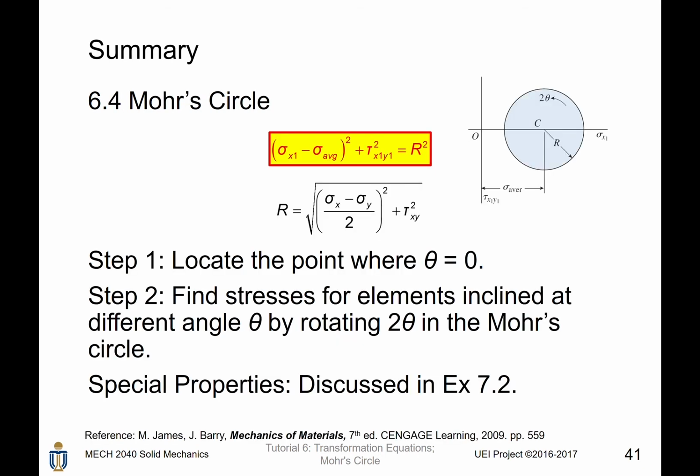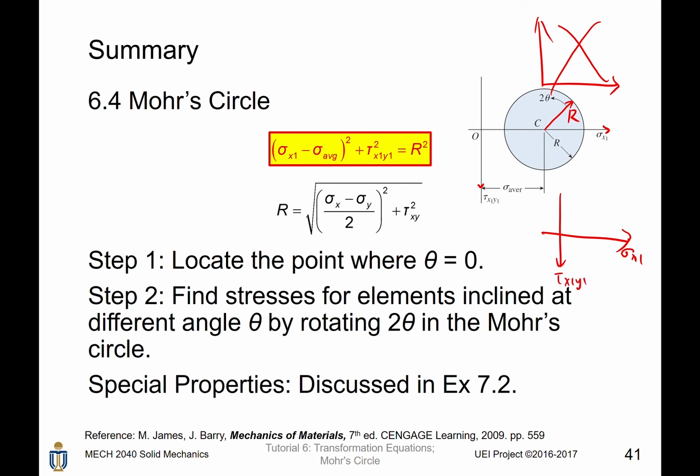For Mohr circle, we used our concepts in the transformation equations. We combine all those equations together to get a Mohr circle, which looks like this. The radius is given by r, where r is this bunch of stuff. Also, notice that for drawing Mohr circle, we are not going to adopt this coordinate system. Instead, we adopt this coordinate system, sigma x1 and tau x1y1.